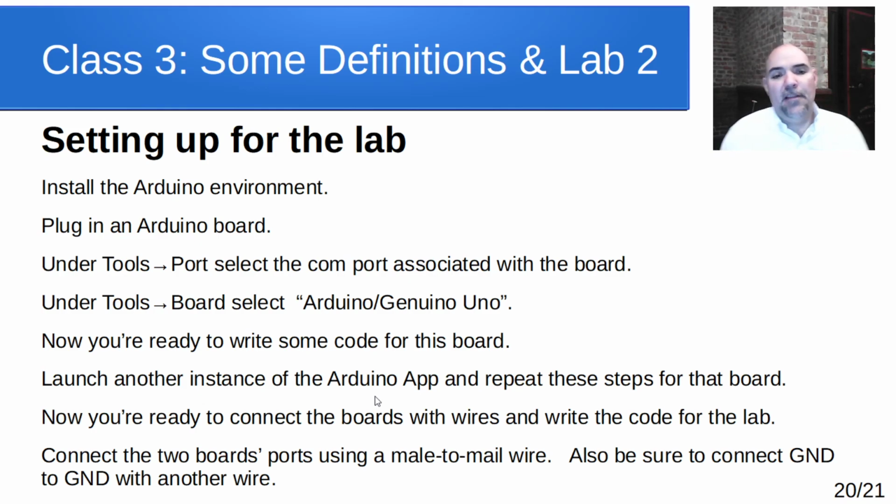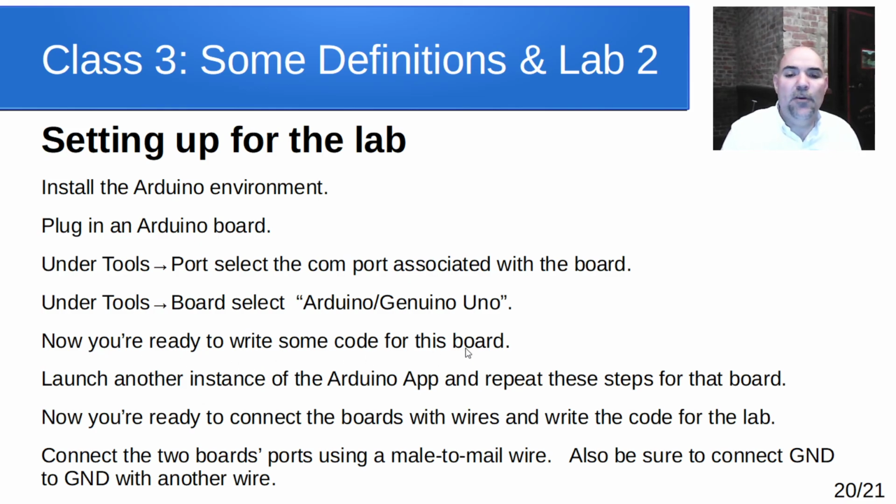Okay, so setting up for the lab, install the Arduino environment on both machines, plug in an Arduino board. Under Tools, Port, select the COM port that's associated with that board. In other words, when you plug that board in, it's going to show up as a COM port on your machine. Under Tools, Board, select the type of board, which in this case is an Arduino Uno. So select the option that says Arduino Genuino Uno. That's the kind of board you have. And now we're ready to write some code for that board.